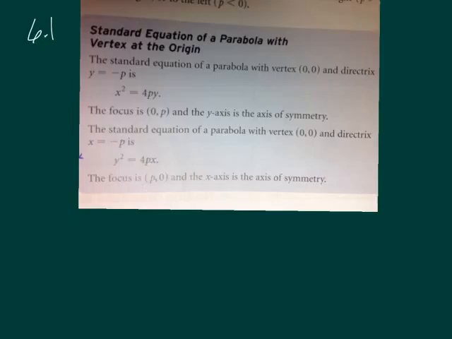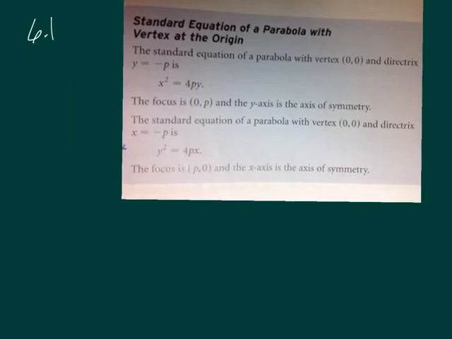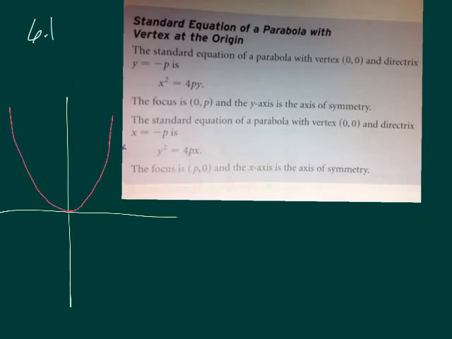Okay, very important piece of information, middle of page 527 in blue, gives us the standard equation of a parabola with the vertex at the origin. So if I have a graph that looks like this, and my parabola has as its vertex the origin, then my directrix, which is outside of the parabola, is going to have to be somewhere down here, right? It can't be up here because that would be within the parabola.